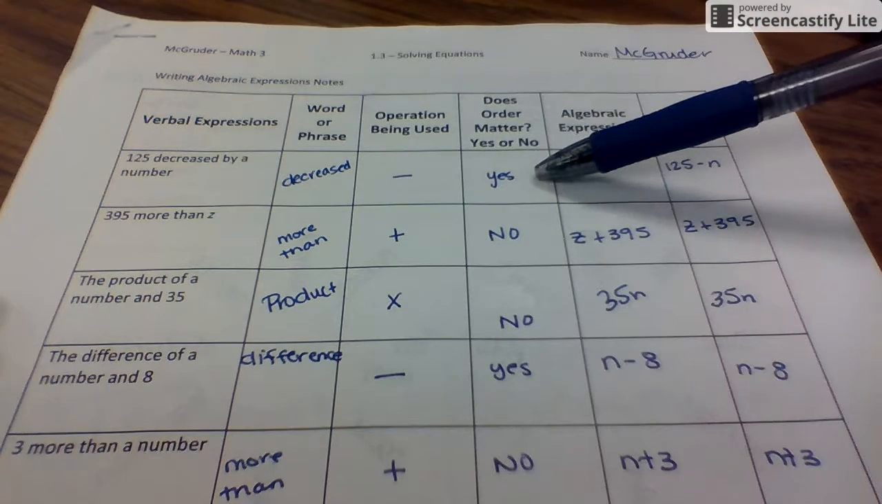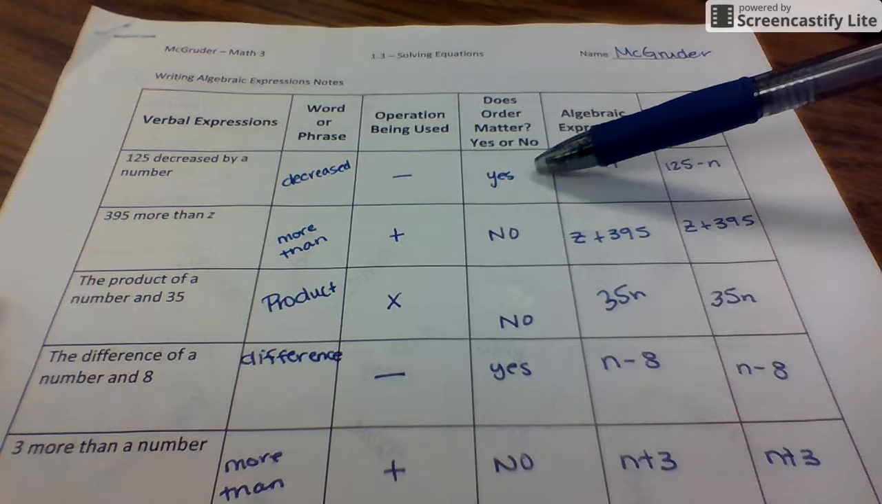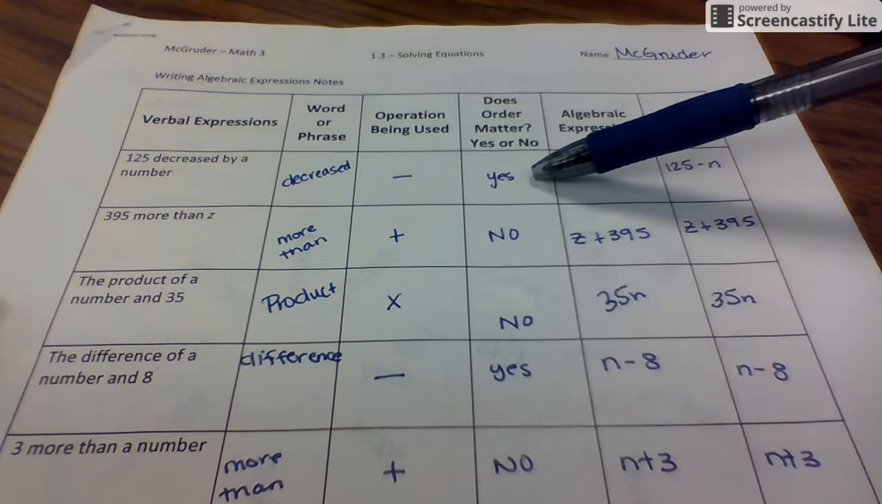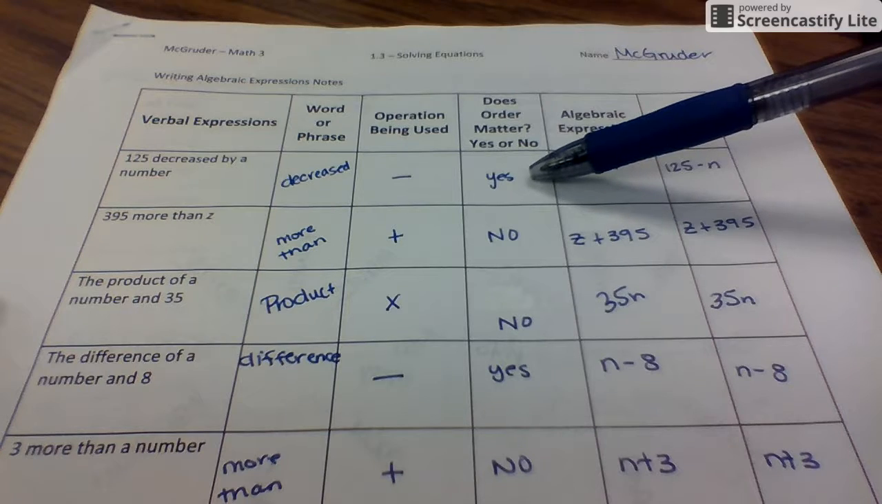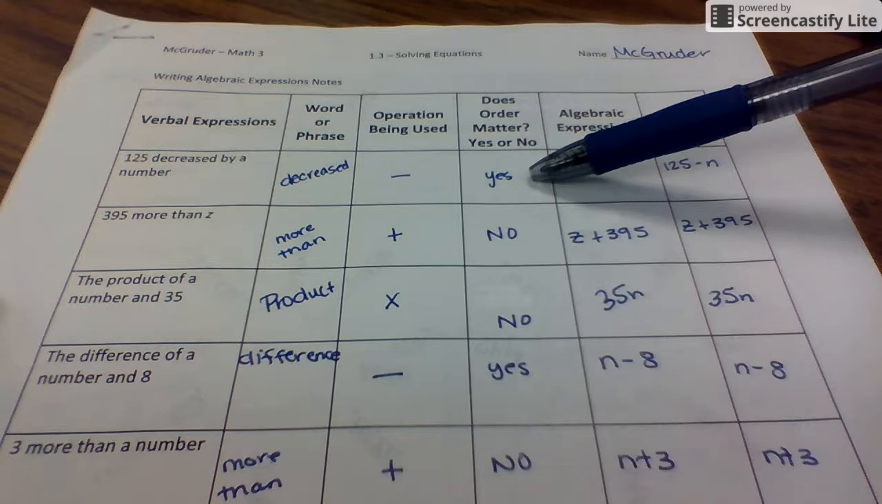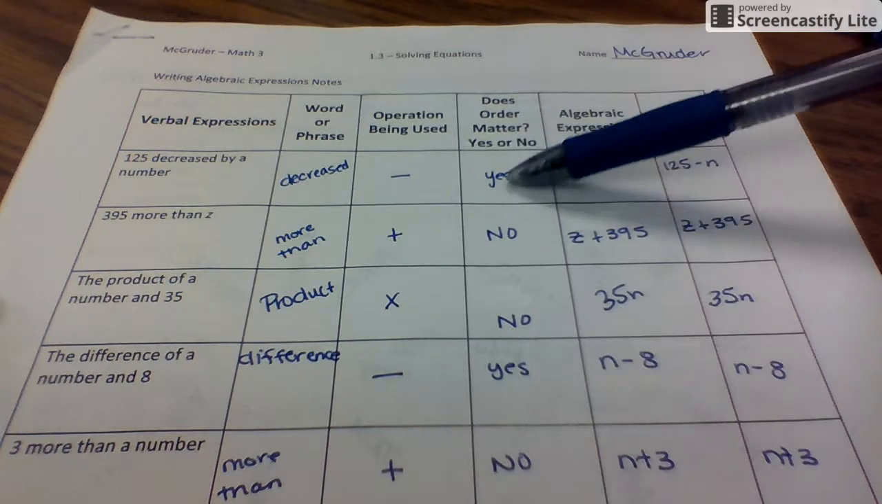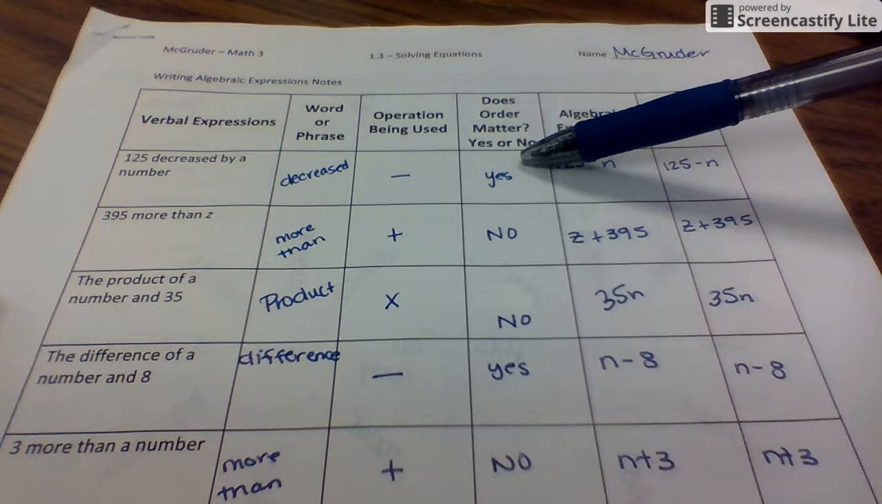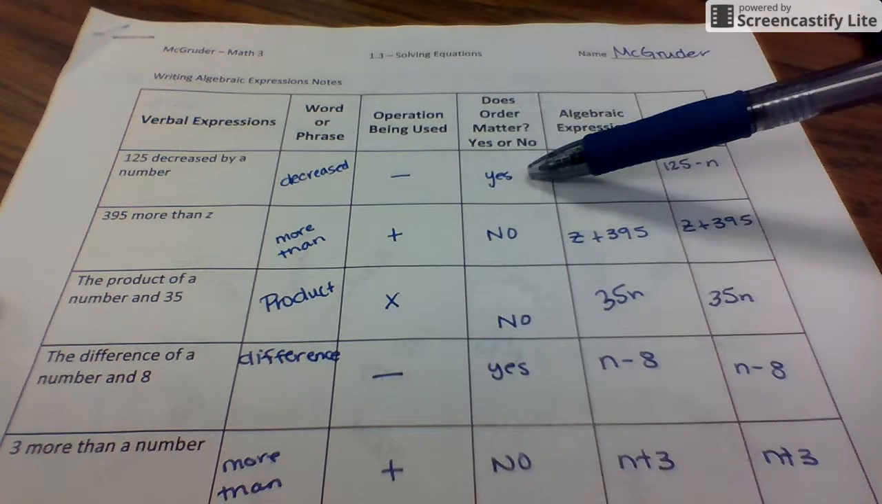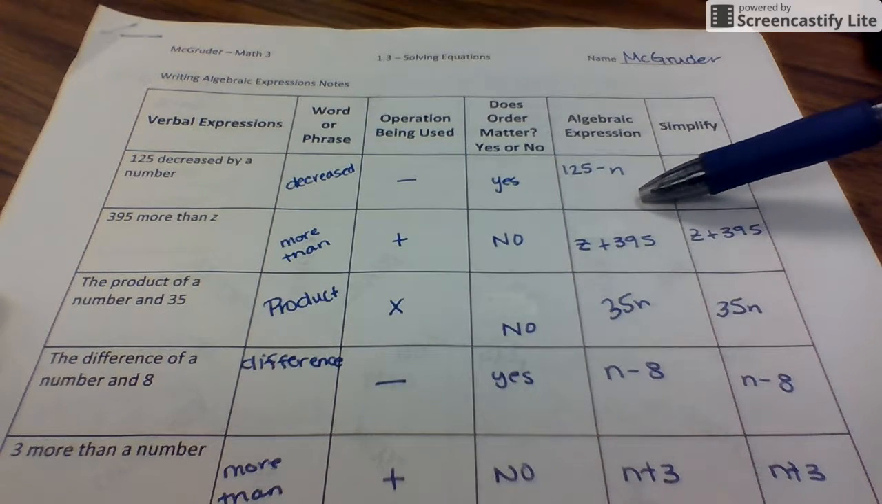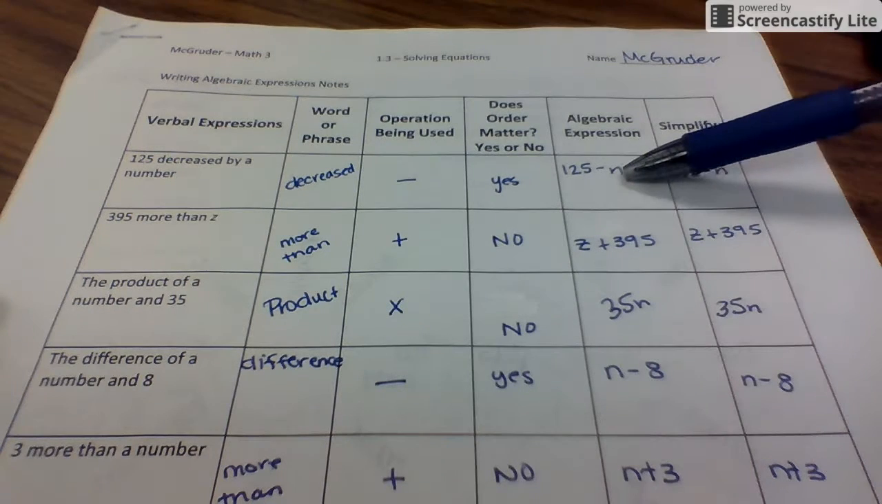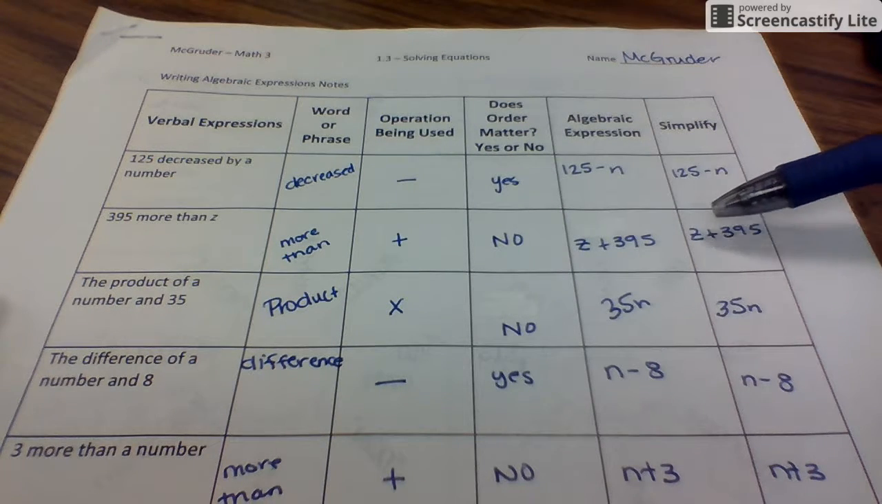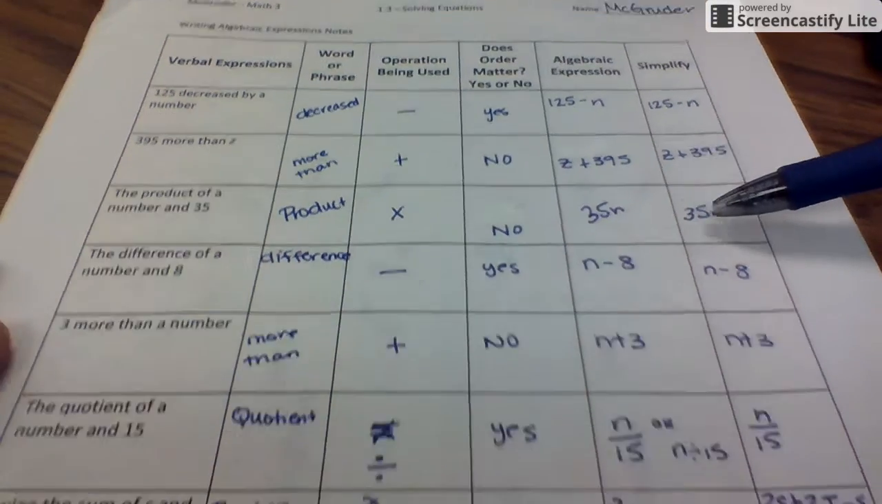Does order matter? Yes or no? Well, the question is if I subtract one direction, so say 10 minus 6 is 4, do I get the same thing if I switch that order? So is 4 minus 10 still 6? No. So order does matter. If I subtract one way or subtract the other, I either get 10 minus 6 is 4, or 6 minus 10 is a negative 4. So they give me different answers. Okay. The algebraic expression would be 125 minus a number. And if I simplify it, it's actually already simplified.